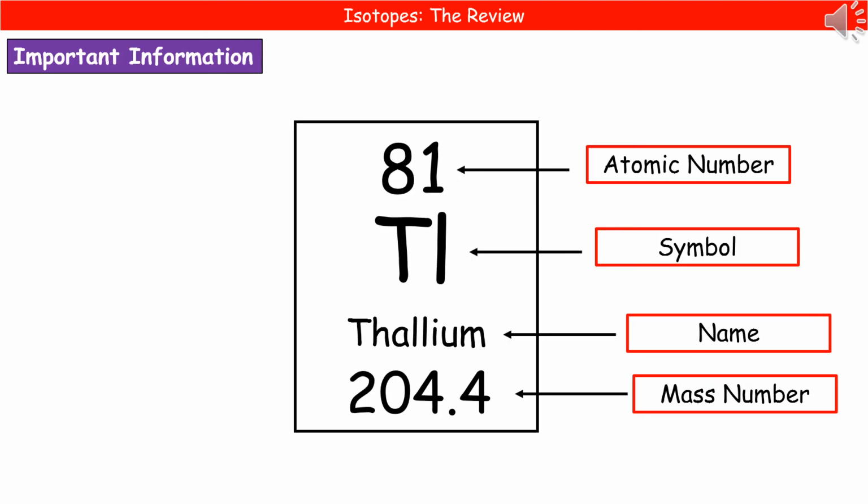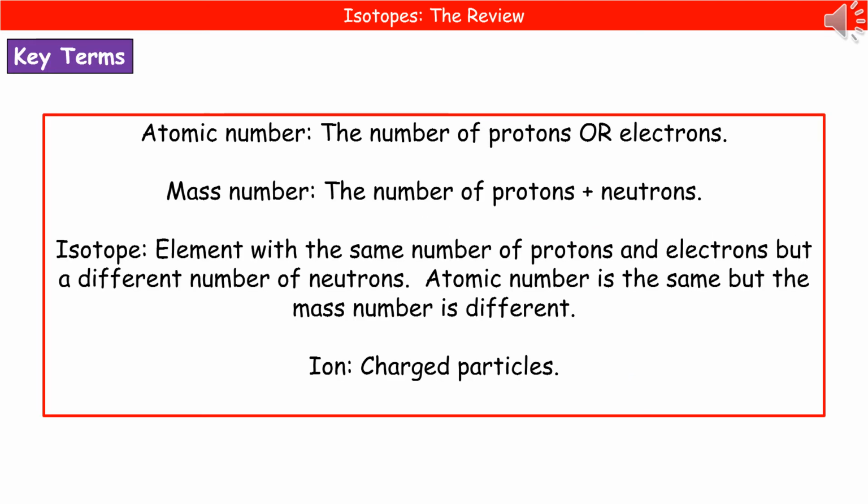difficult to use. When you look at the periodic table on your exam, remember each of those boxes contains 4 key bits of information. The atomic number, which is the smaller of the two in the box, the symbol and the name of the element, and the mass number, which is the larger of the two in the box. When we talk about the atomic number, that tells us the number of protons or the number of electrons. The mass number tells us the number of protons plus the number of neutrons.